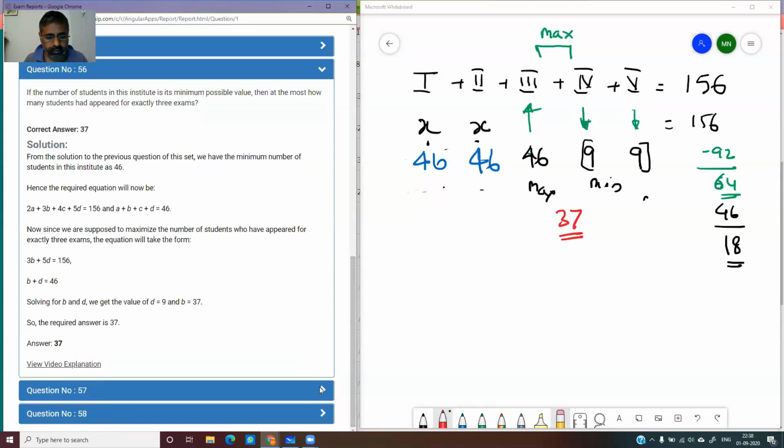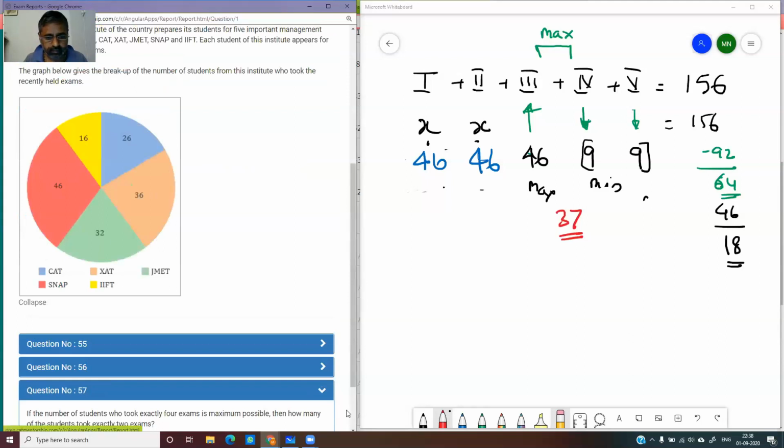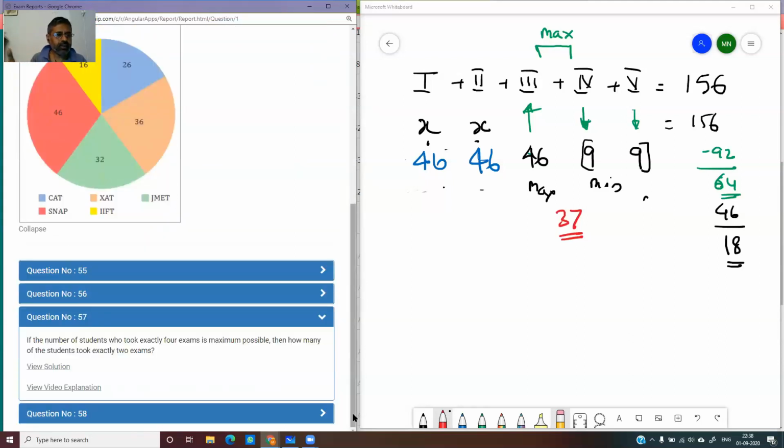Now, let's look at the 57th question. See, it becomes such an easy question, because once you get this, Philip, this whole problem becomes so very easy.